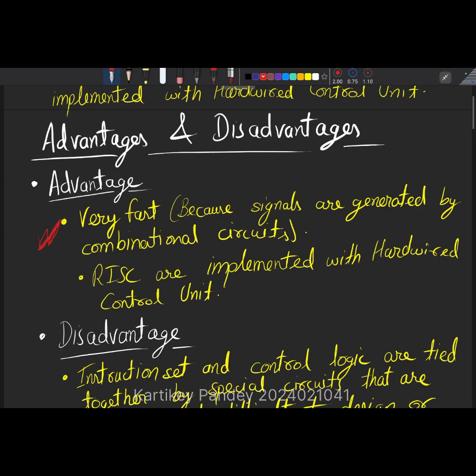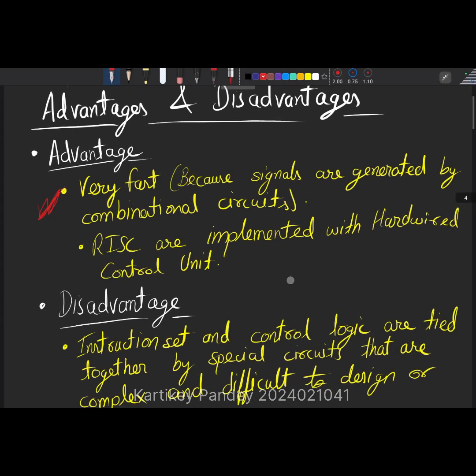And why it is fast? Because it is made of fixed combinational logic circuits. And it doesn't have any control memory, so there is no lag. That is why RISC are implemented with hardwired control unit. Now let's move towards the disadvantages.